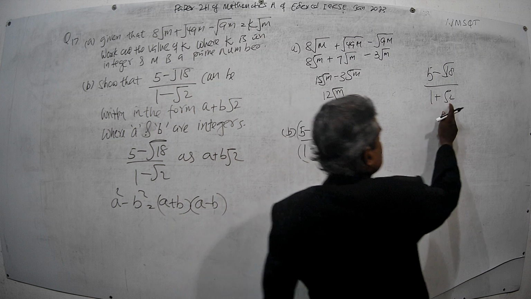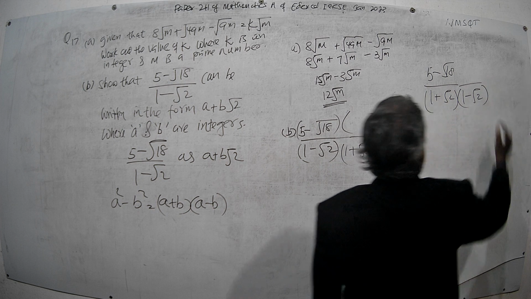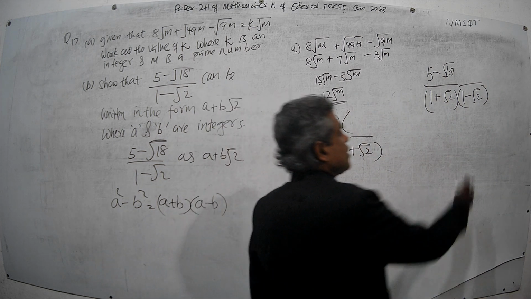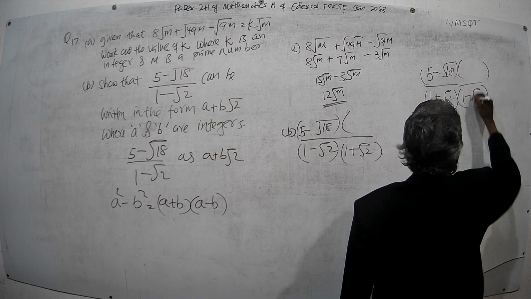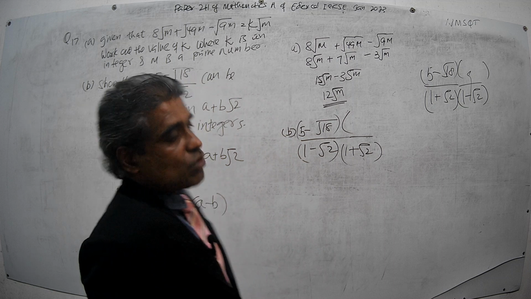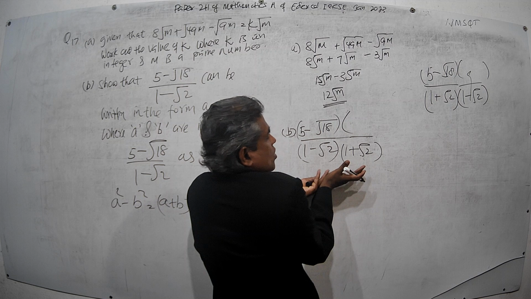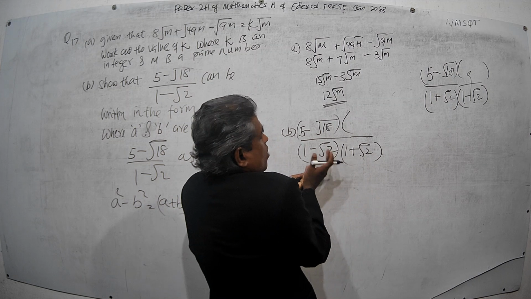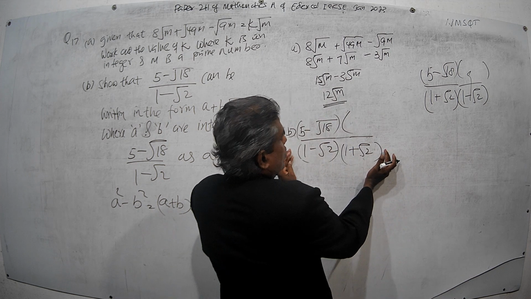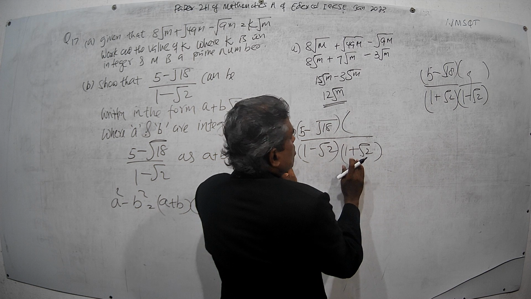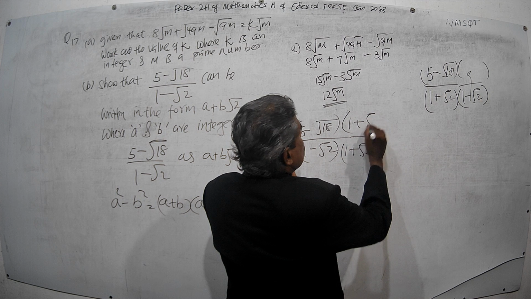Here we have a plus b. Now we multiply by a minus b, that is 1 minus root 2. When you multiply the denominator by that, you have to multiply the numerator also by the same 1 minus root 2. The same thing here. Here we have 1 minus root 2. Then to make the factors of difference of two squares in the denominator, we multiply by 1 plus root 2, and when the denominator is multiplied by this, we have to multiply the numerator also by the same thing, 1 plus root 2.